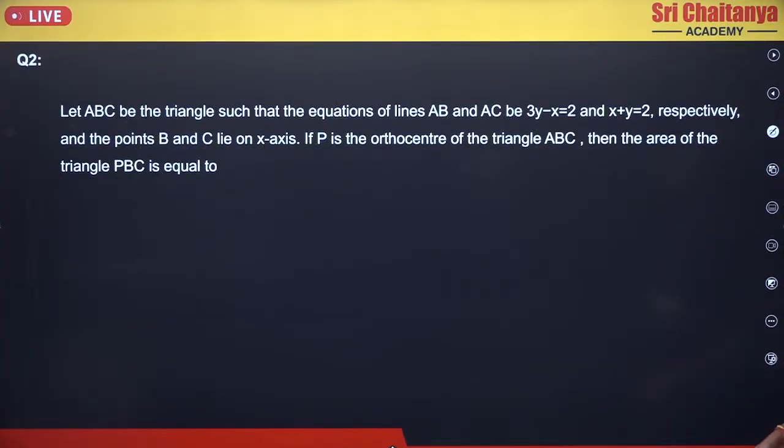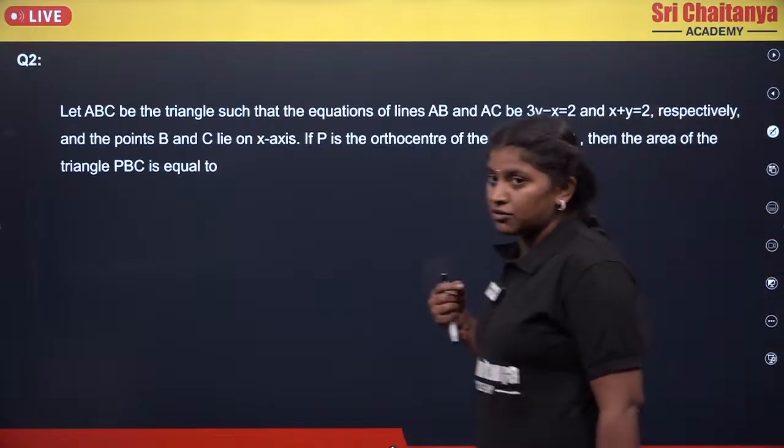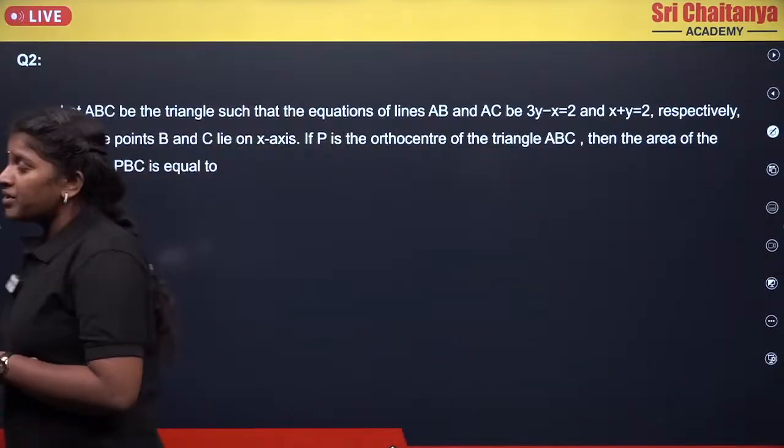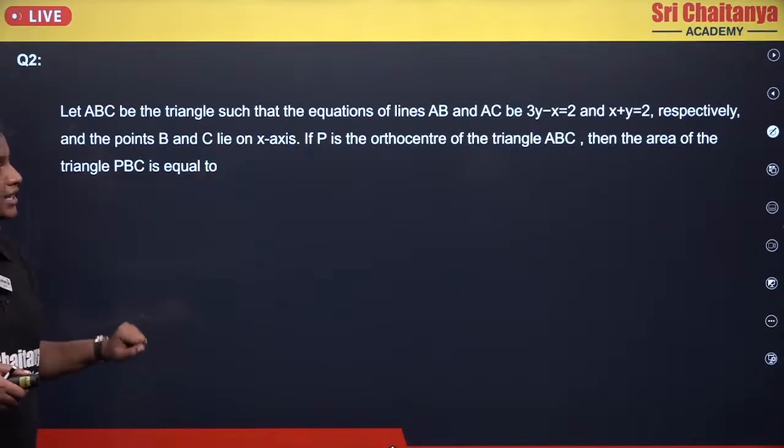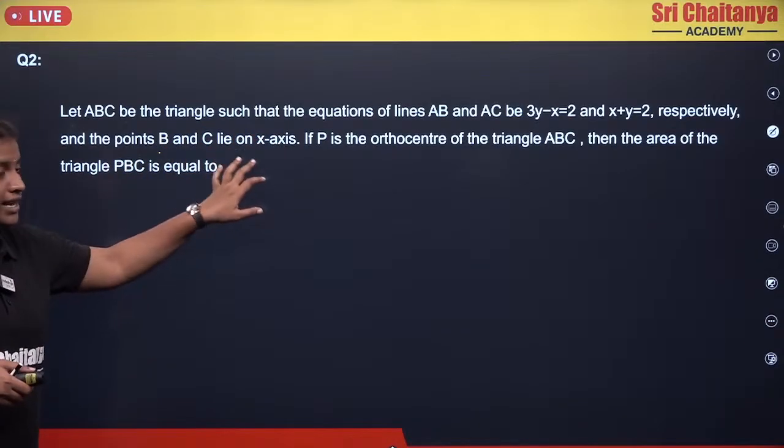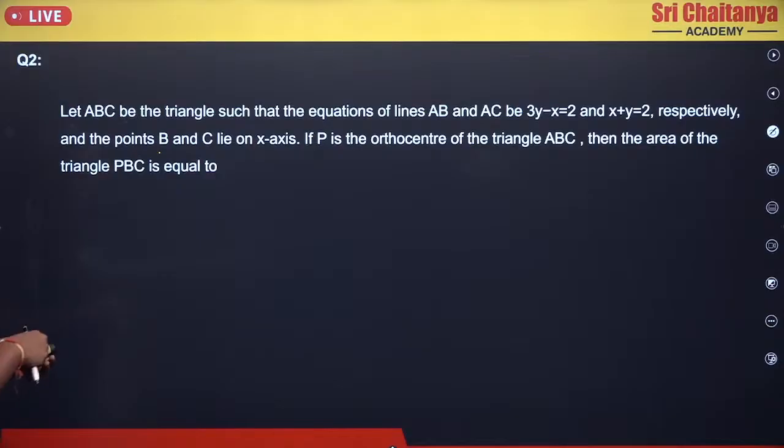Let ABC be the triangle such that the equations of the lines AB and AC are 3y minus x equals 2 and x plus y equals 2 respectively, and the points B and C lie on the x-axis. If P is the orthocenter of the triangle ABC, then the area of the triangle PBC is equal to. Now, if you observe clearly, they gave two of the sides, AB and AC, and they are saying that B and C lie on the x-axis. Now, let's find the orthocenter of the triangle ABC.